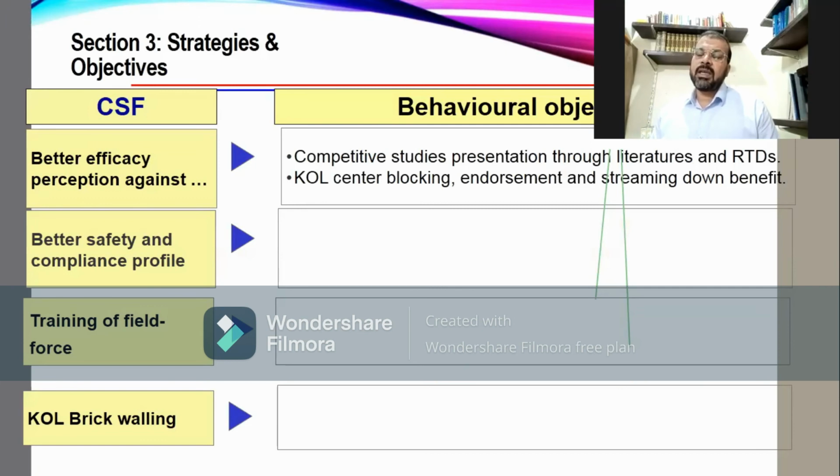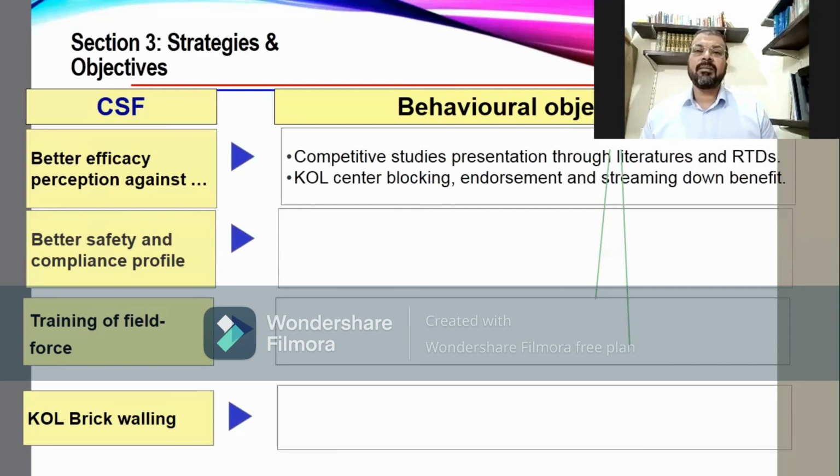Then gradually when you make this TOWS matrix, then strategy comes out, and a maximum of 1 to 3 strategies are identified. Then according to that you plan the key success factor, a critical success factor. CSF means critical success factor.